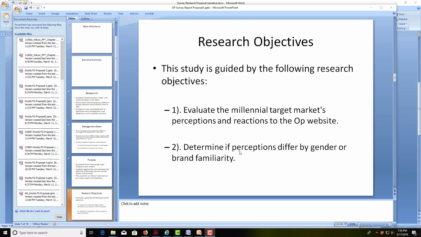Next, you want to identify your research questions or objectives. The objectives for the OP study were: first, to evaluate the millennial target market's perceptions and reactions to the OP website, and second, to determine if perceptions differ by gender or brand familiarity. Note that these are very broadly worded objectives designed to just generally explain the types of data that you want to collect in your study. Also note that they include objectives that specifically seek to identify potential differences in groups.